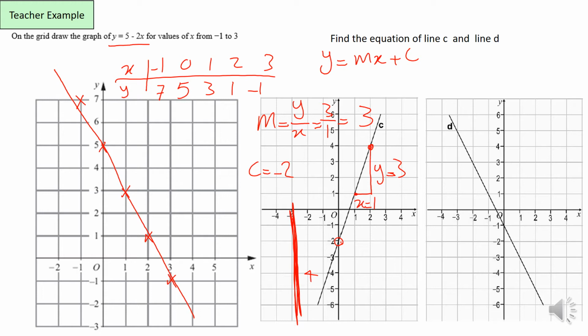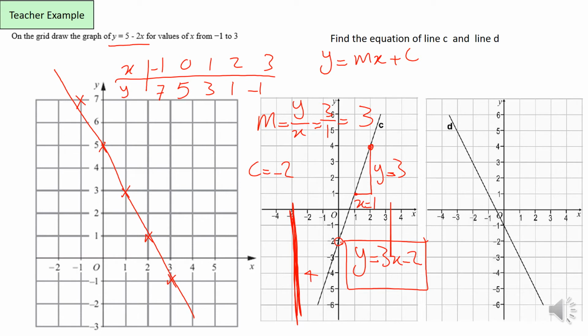Now, we have C, we have M. All we need to do is put them back into the formula. So in this case, it's going to be y equals, instead of M, we are going to write 3x, then plus C, where C is minus 2, so it's going to be minus 2. That is our equation for the line for this one. Now I'm going to do the next one as well.